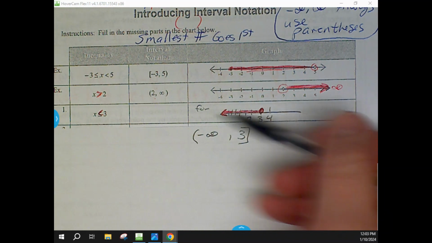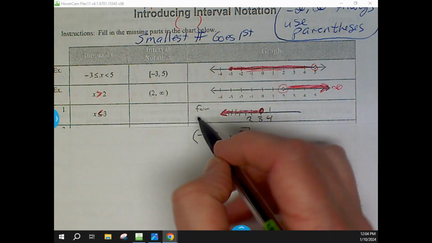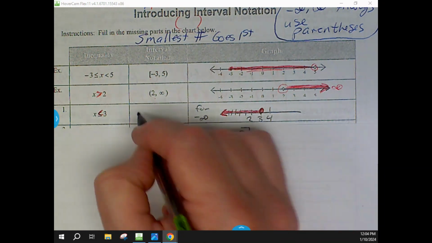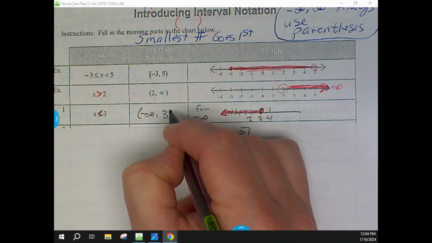So you tell me, this goes forever this way. So forever this way is negative infinity. When we go this way, we get to 3 and we stop. So interval notation is going to be that. It's going to be negative infinity to 3.